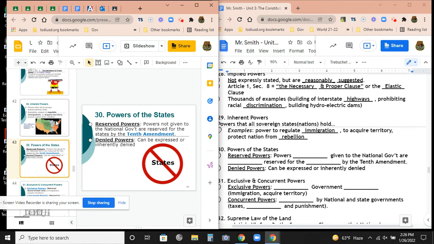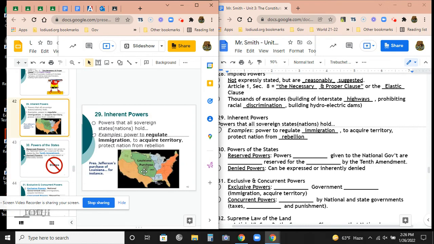The Louisiana Purchase was an example of acquiring territory. It's not the only one. We purchased some land in the Gadsden Purchase. We took some land in Hawaii. We bought land in Alaska. So there are multiple examples of that.